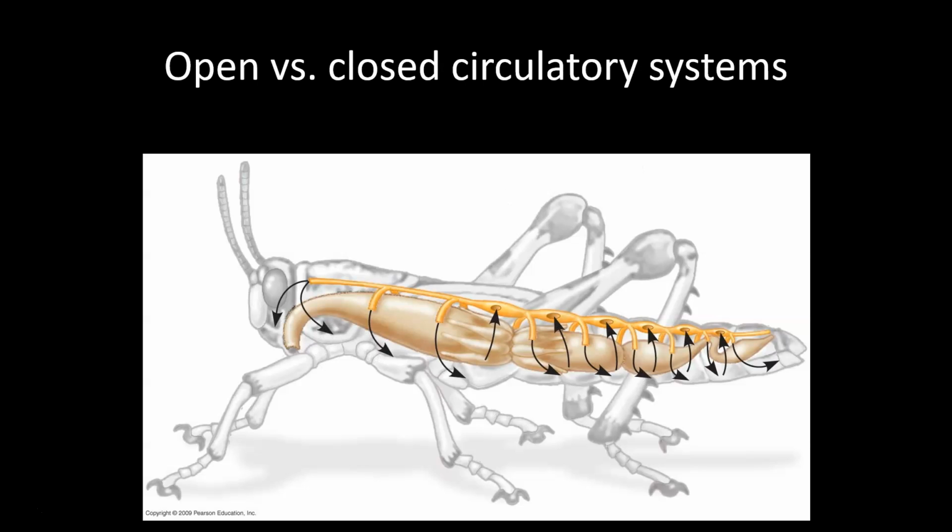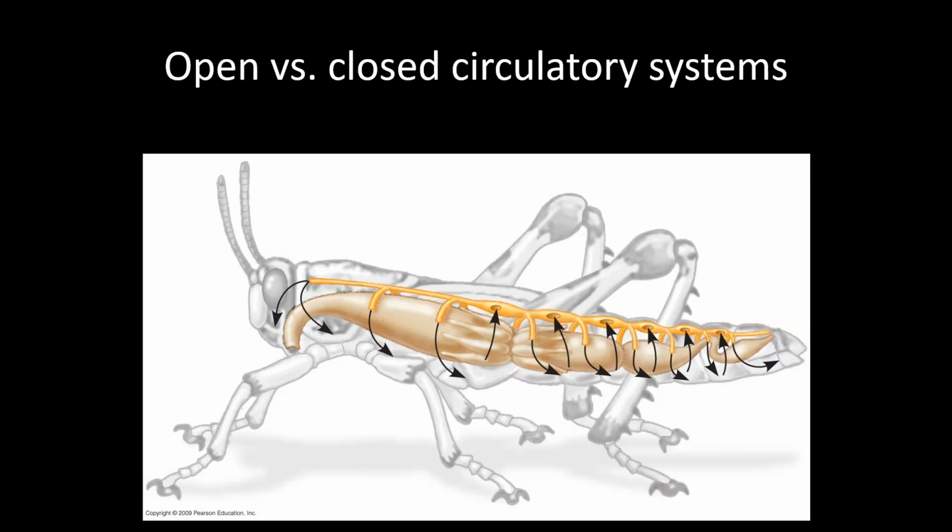Compare and contrast open and closed circulatory systems. Open circulatory systems, the blood vessels are open-ended. What that means is the blood does not stay in the blood vessels at all times. It leaves and it mixes with the interstitial fluid and it becomes something that's usually known as hemolymph. So open circulatory systems are, again, open blood vessels. Blood does not stay in them.